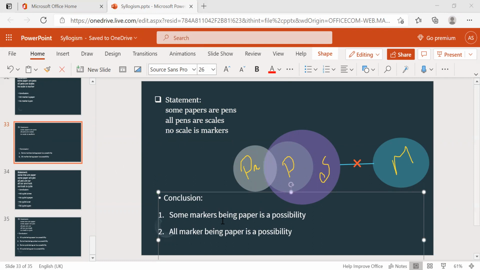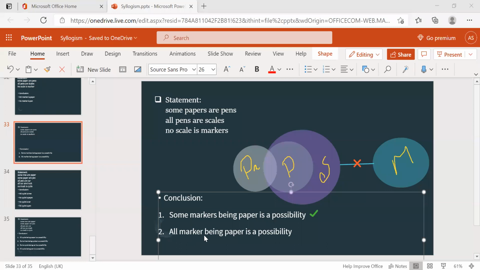Now see here. Some markers being paper is a possibility. What they're saying? Some markers being a paper is a possibility. Of course. So according to note number 2, it is a possibility, you can treat it as a right answer, right? So here there is no connection between paper and marker. So it may be possible that some markers will be pen, paper. So some markers being paper is a possibility. Yes, of course, right answer.